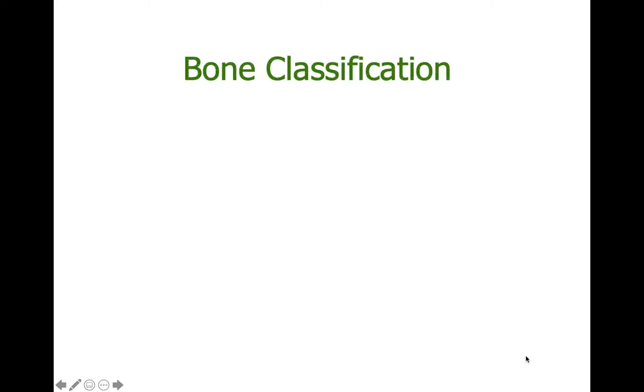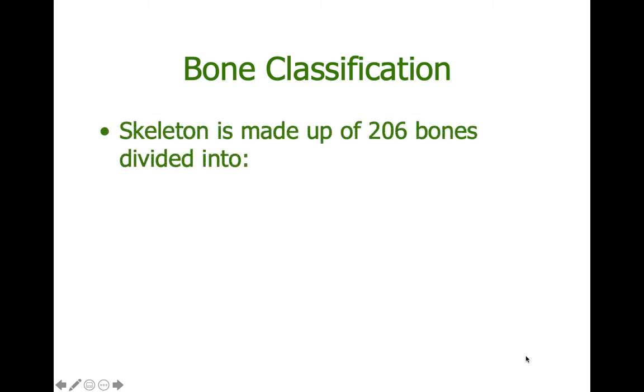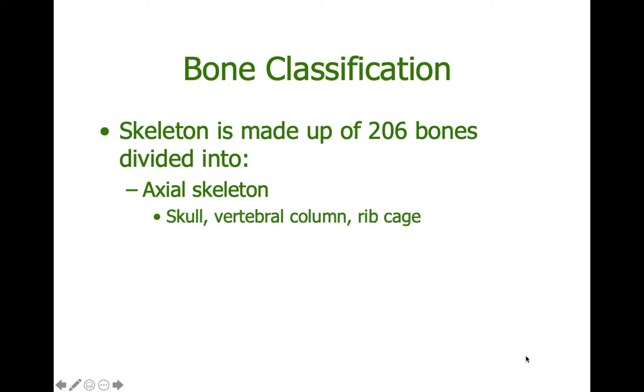We can classify bones in a couple of different ways. We mentioned in lab that your adult skeleton is made up of 206 bones. A child's skeleton is made up of many, many more bones than 206. But for an adult skeleton, we're talking about 206 that are going to be divided into two regions, which we mentioned in lab. The axial skeleton: the skull, vertebral column, and rib cage.